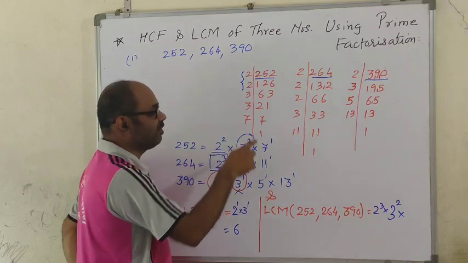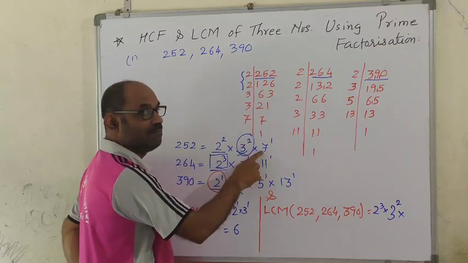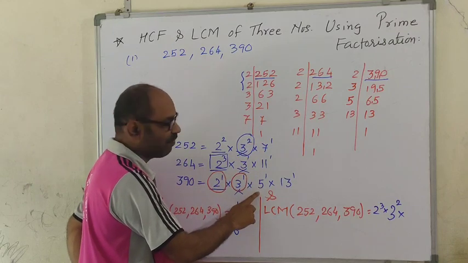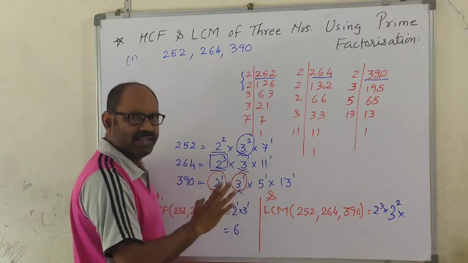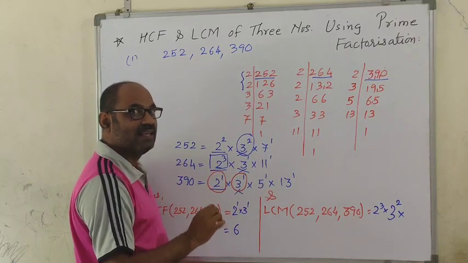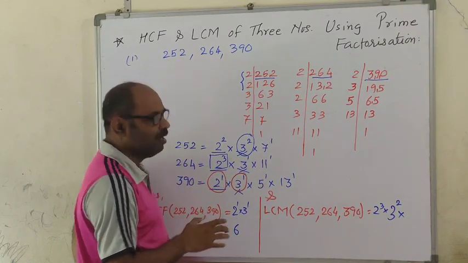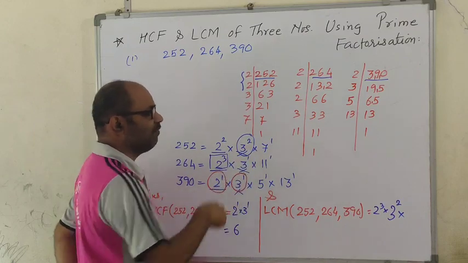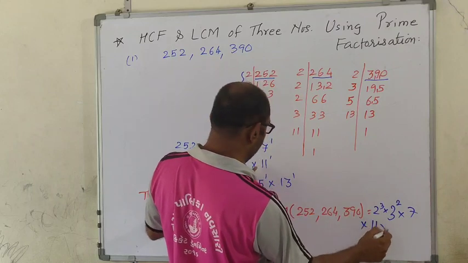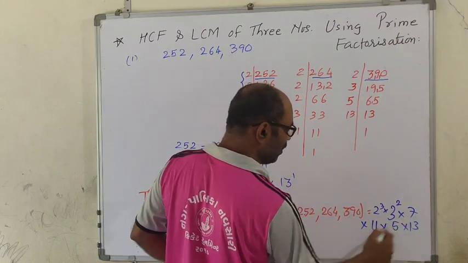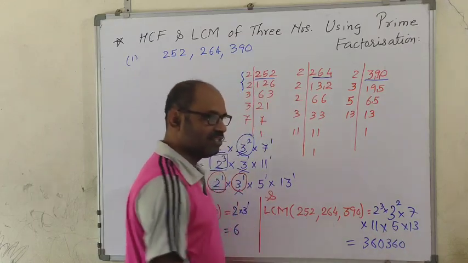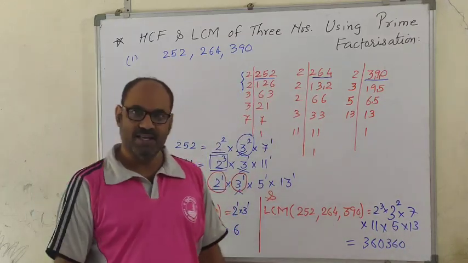Now, we have to check the first and third number. In the first number, the power with base 7 is there. In the third number, powers with base 5 and 13 are there. So, nothing is common. If it is common, again you have to choose the power with base having the highest index. Okay? But nothing is common. So, whatever is left, you have to multiply, and that is 7 into 11 into 5 into 13. And we got the answer 360, which is the LCM of these three numbers.